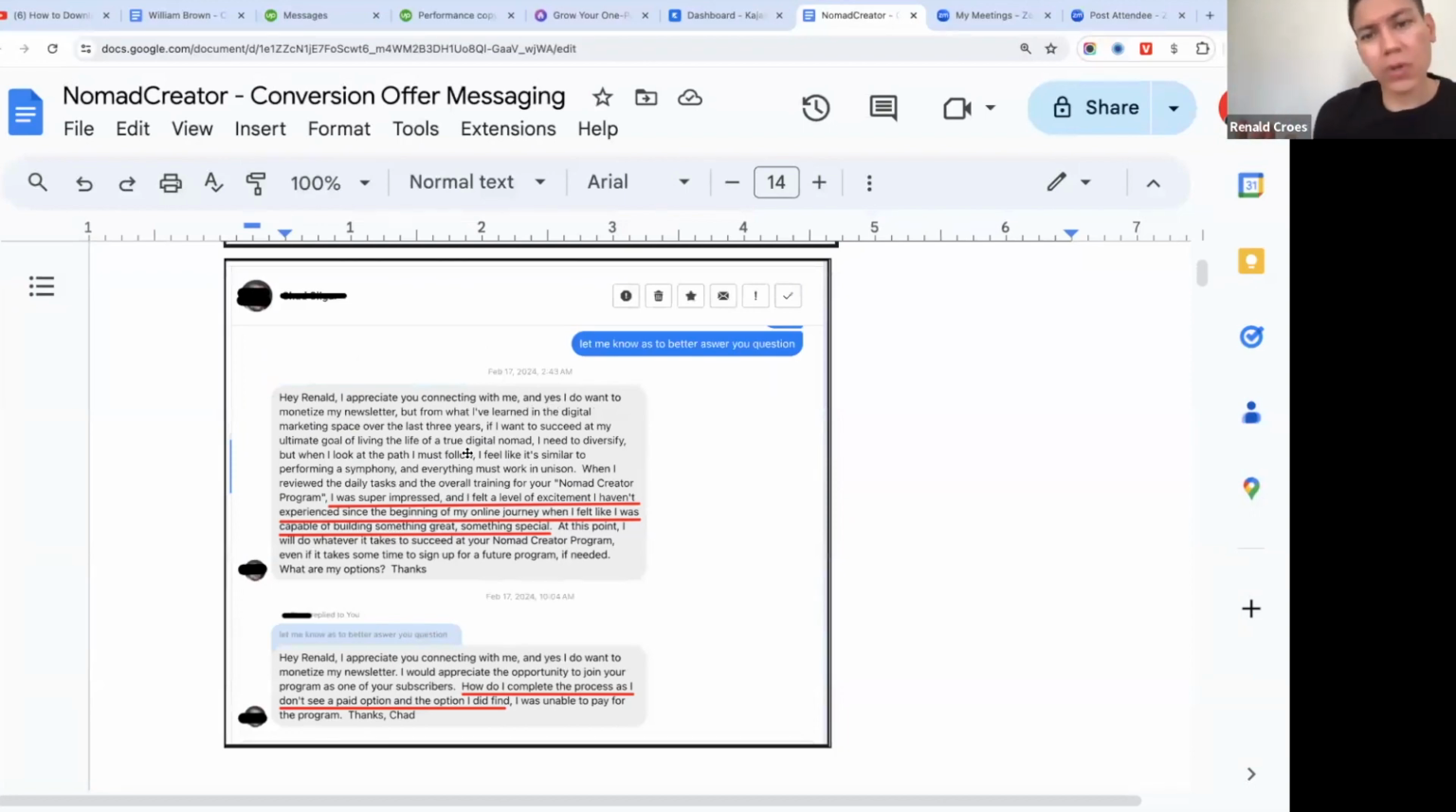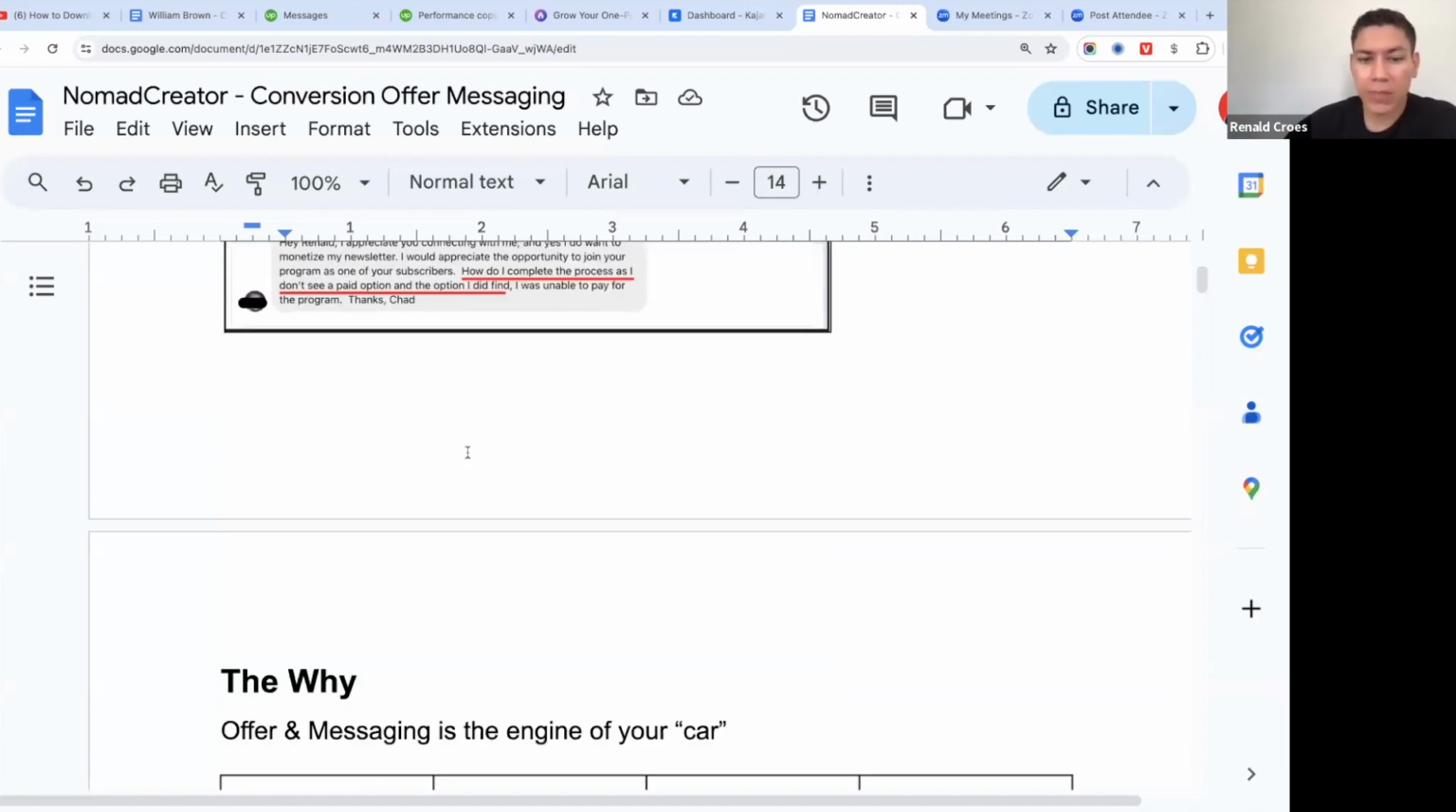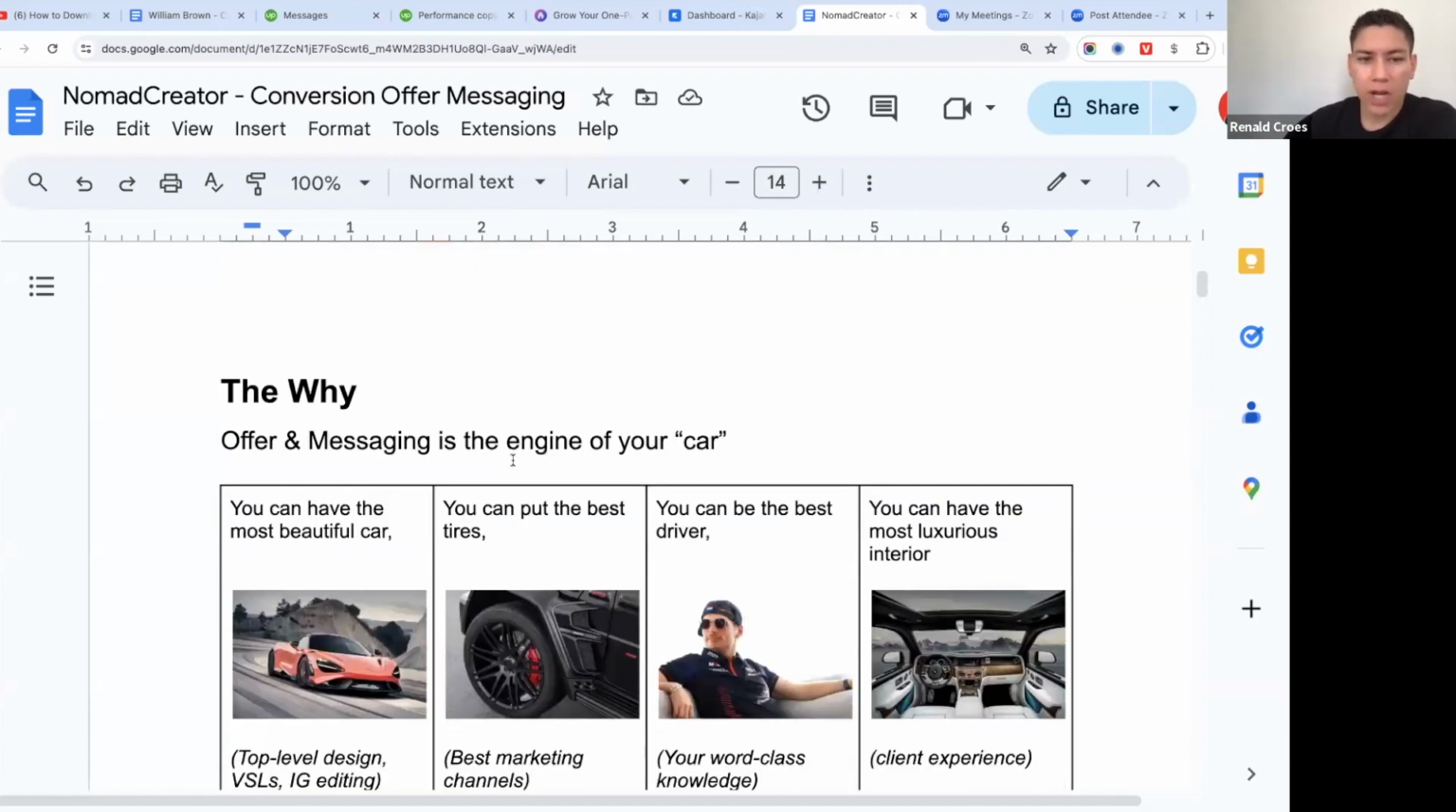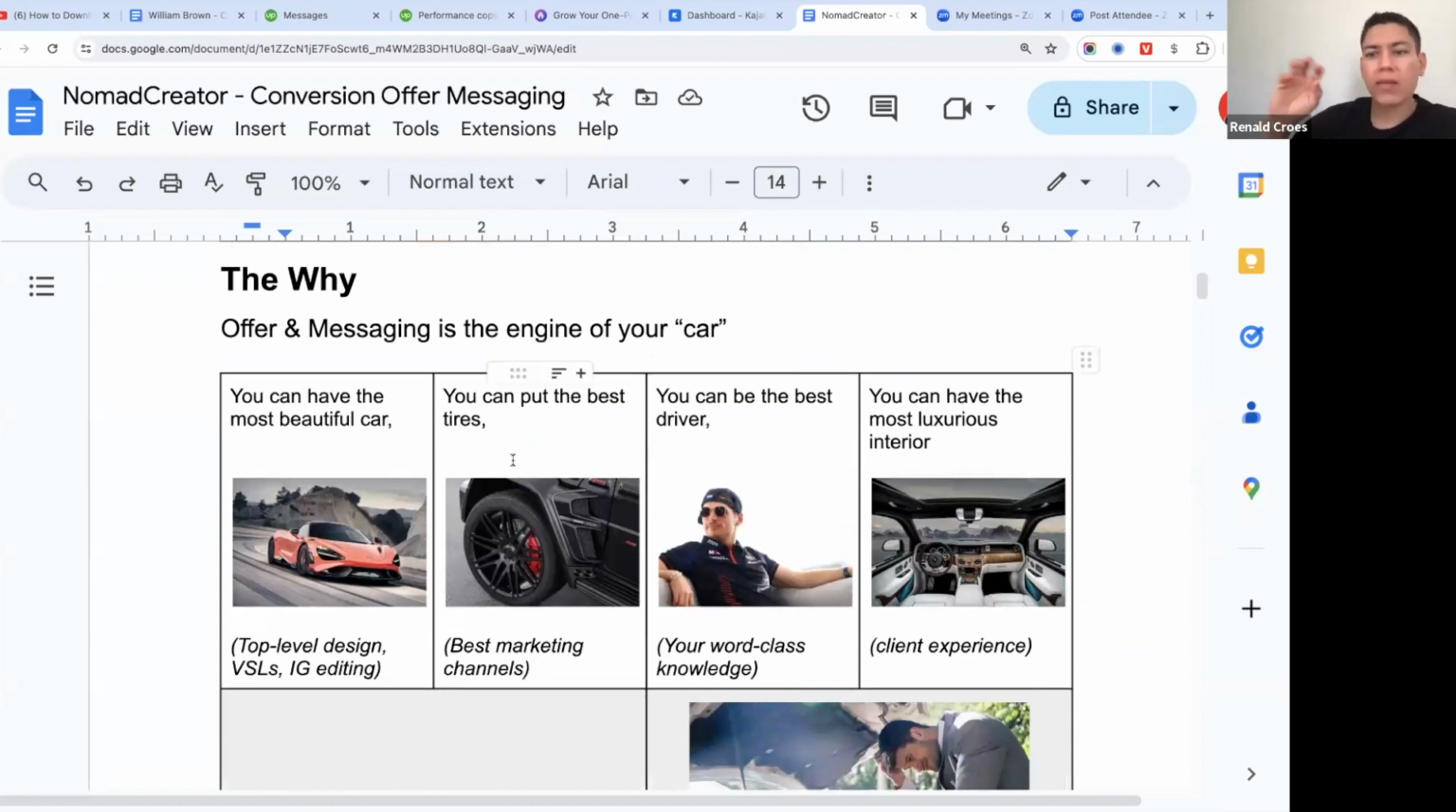If you think about it, in this case you are posting and creating momentum for them to come to you, rather than you having to chase them, whether to book a call, buy something, or attend a meeting. So the process is like this: the why behind what you do. When we talk about the offer and the messaging, it's kind of like an engine.